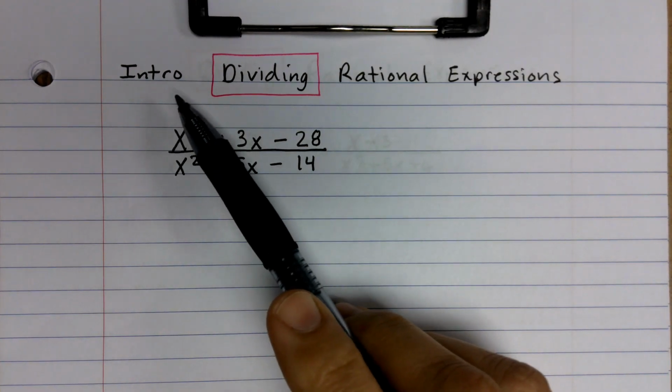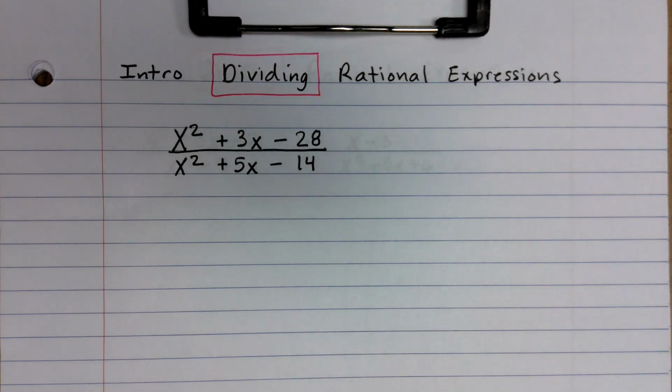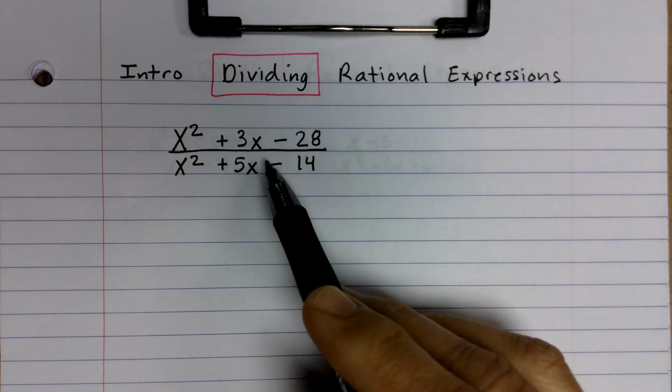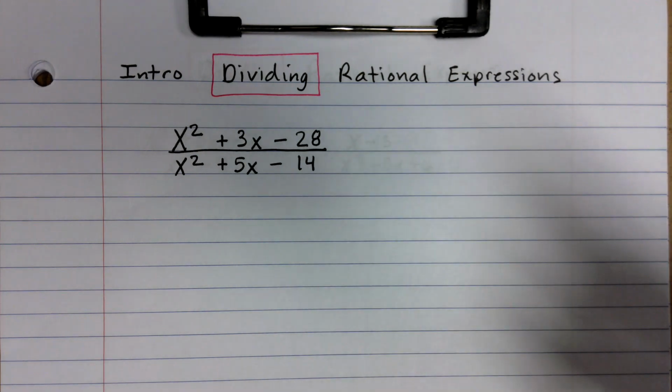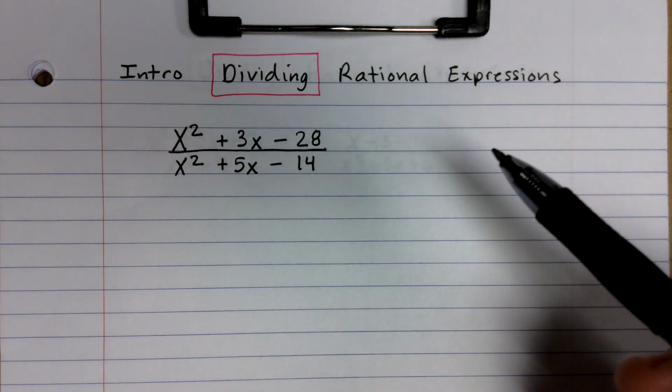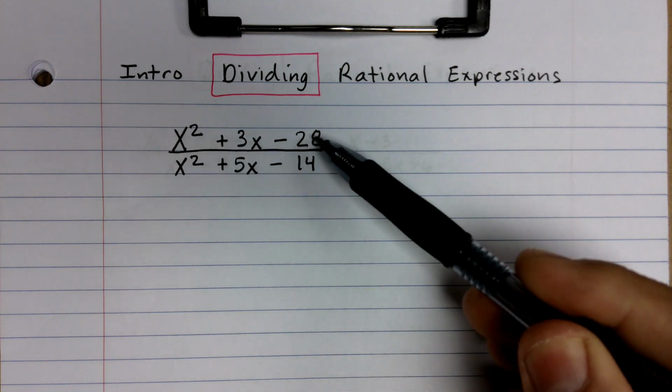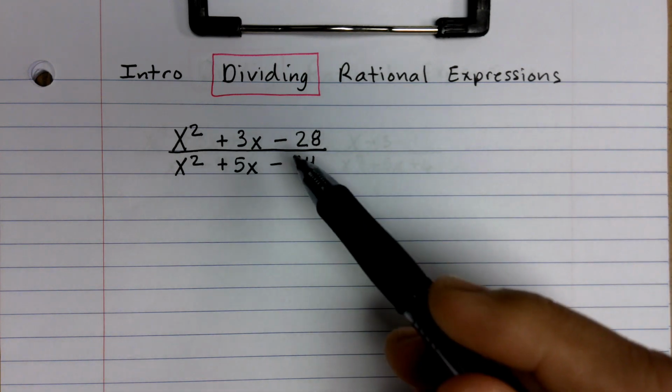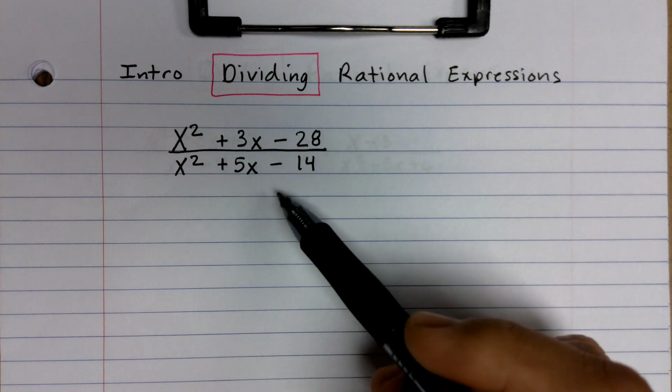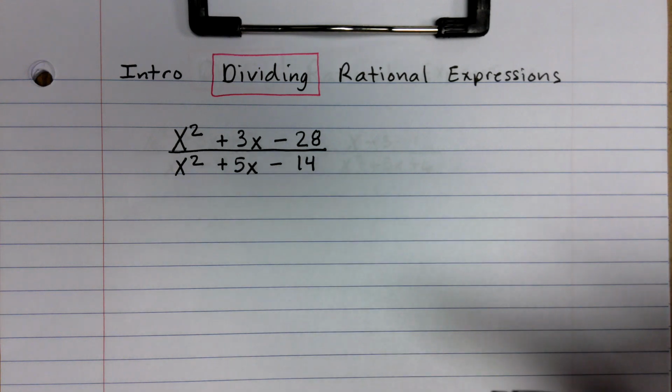In this lesson, this is an intro to dividing rational expressions, and so we're dealing with this rational expression, and what we're going to do is simplify it. And when we simplify it, notice that there is division going on, but first we must find its factors before we try to go ahead and do any division.